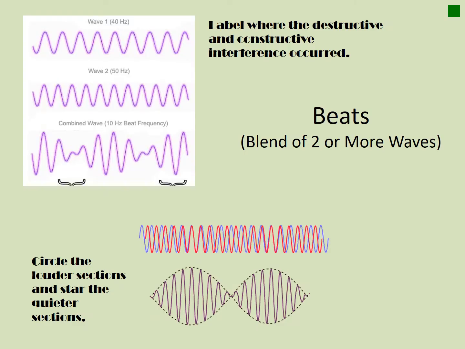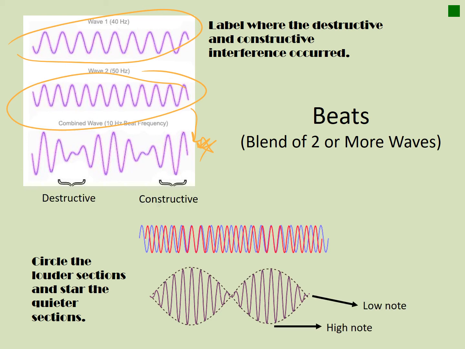So let's label where the destructive and constructive interference occurs. We've got one wave and we've got a second wave. When we add them together, this is the resulting wave. This is actually the only wave that we'd really hear, okay? But what you should notice is that we have some destruction right here because that result is smaller than either of the first two waves are. And we've got some constructive right here because the resulting wave is larger than each of the individual ones.